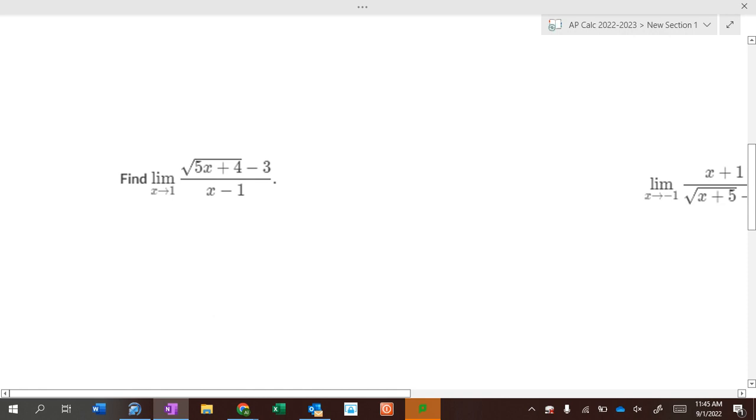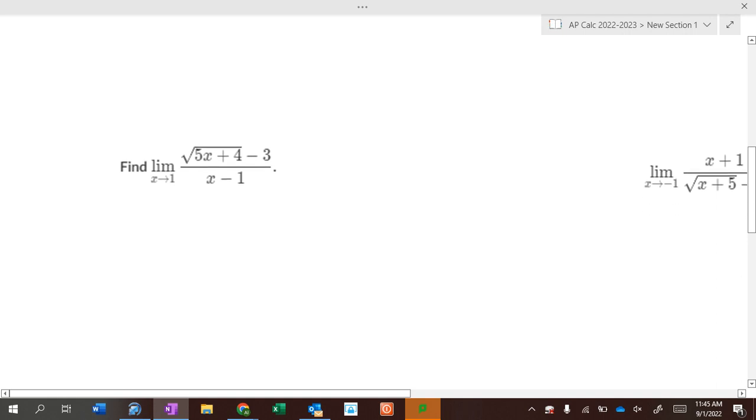If we stick in a 1 here, we get 5 times 1 is 5, plus 4 is 9, the square root of 9 is 3, 3 minus 3 is 0, 1 minus 1 is 0. 0 over 0 is, again, indeterminate form. So we should be able to find a limit most of the time when it's an indeterminate form. If it's something else over 0, it's probably not going to have a limit. Okay?